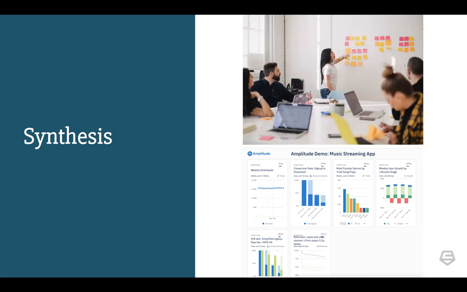And then the other way is using analytic software. So I have a picture of Amplitude here, which we're big fans of. You can also use something like Keep or Mixpanel to understand who made it through your funnel or who engaged with what features on your site.